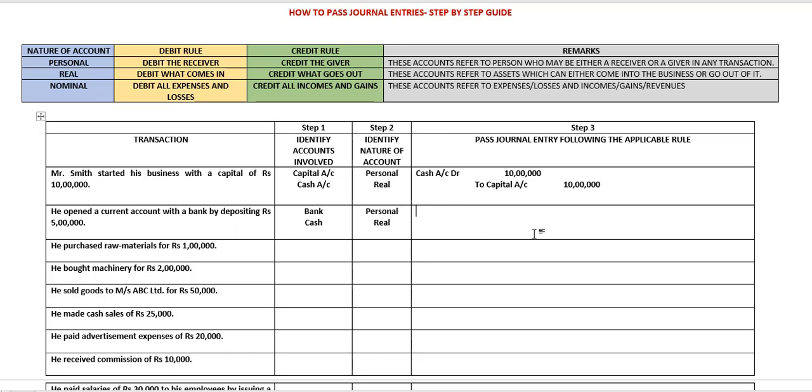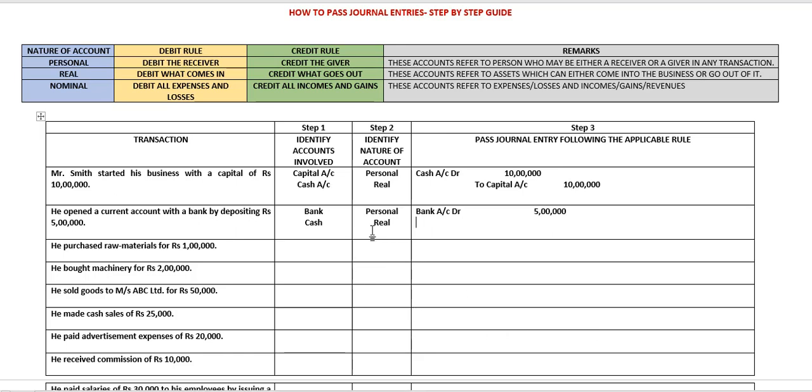Now again, going by the rule, bank, which is a personal account, a person can either receive something or give something. In this transaction, we are depositing the amount into the bank. The bank in this case is receiving the amount, and the rule says debit the receiver, and bank in this case is the receiver. So we will debit the bank account. So the answer would be bank account debit, with the amount of transaction, which is 5 lakh rupees in this case.